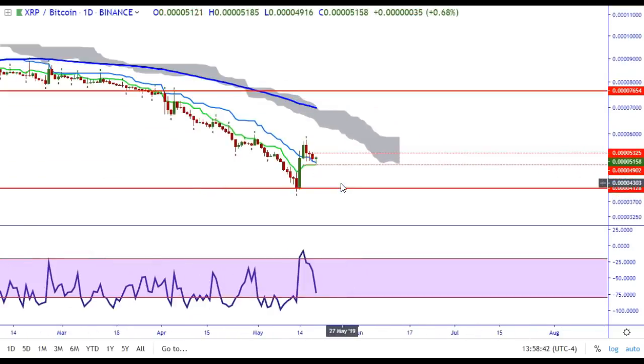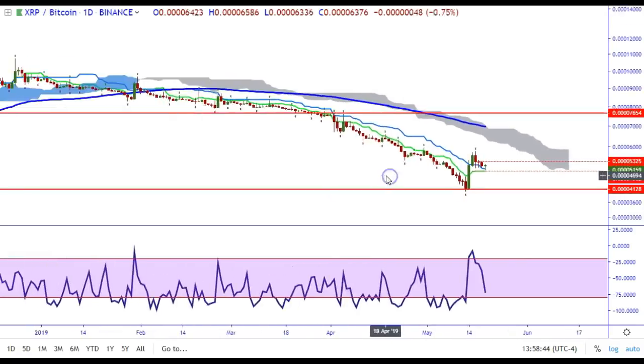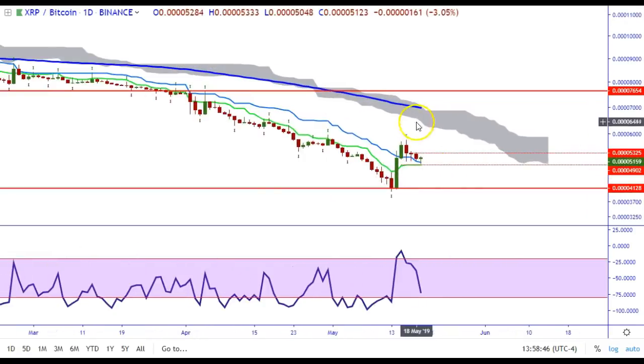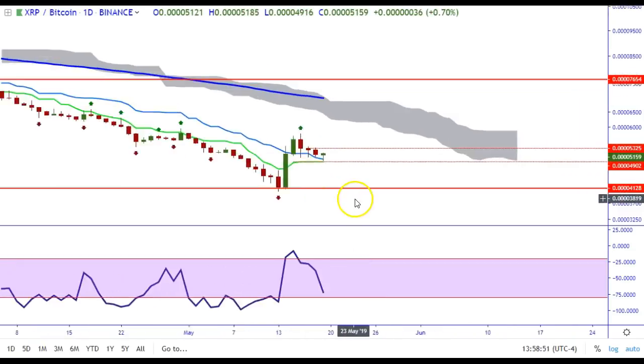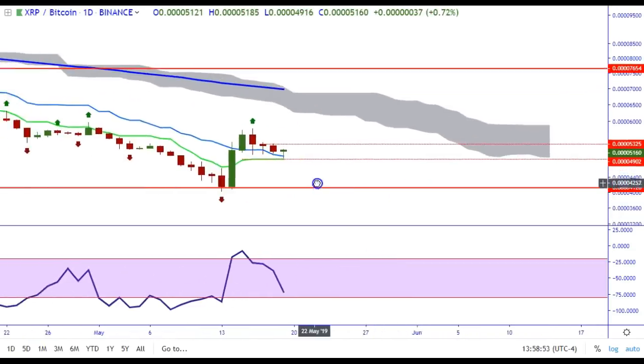All right, so that's your Ripple Bitcoin trade. That's what I'm looking at. I showed you your target, showed you your stop loss, showed you your entry. So those are the things that you could do. Now, let me define the entry a little bit more for you to help you out to understand.